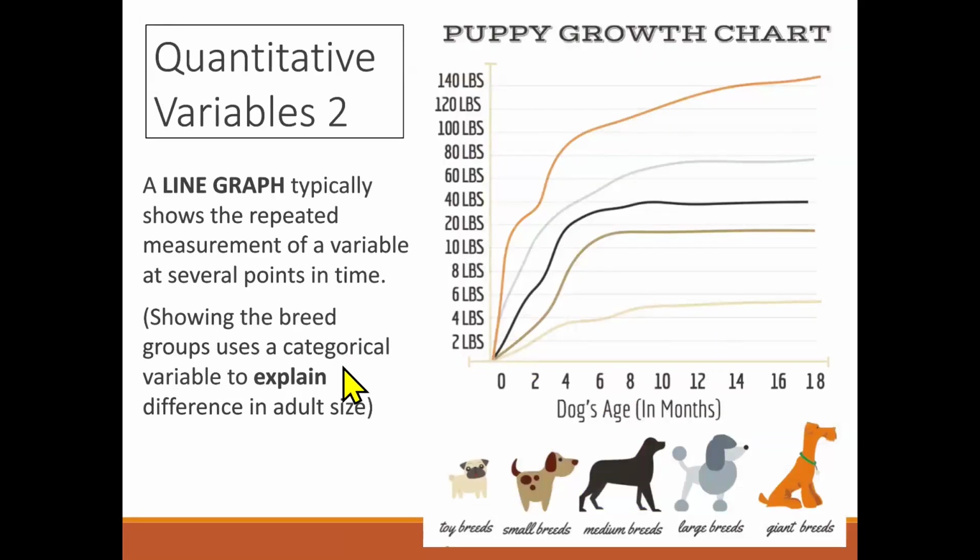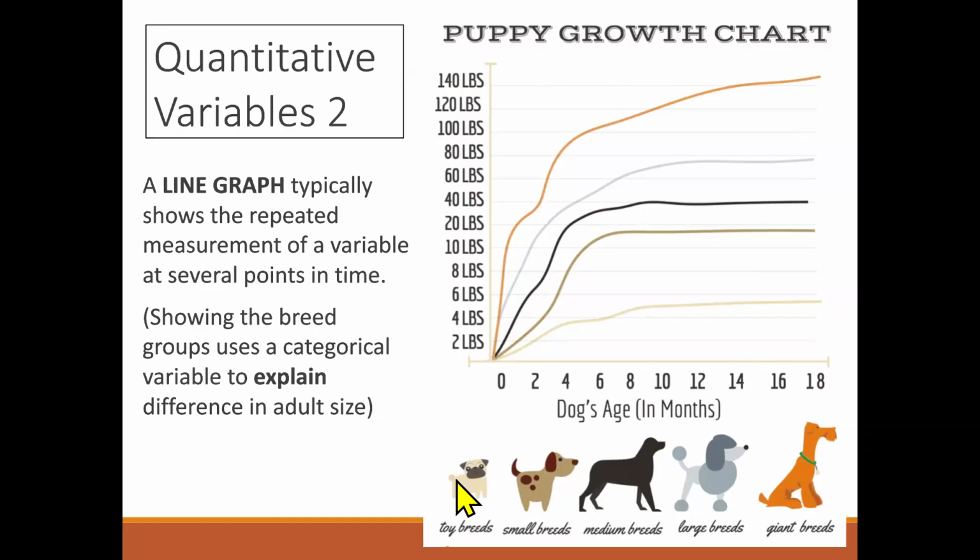Another type of graph we'll see used for a quantitative variable is a line graph. And basically, we're going to see a line going across it. This one has multiple lines. We'll often see that when we want to compare two different categories to one another. So not only do we have a quantitative variable on this graph, but we've also added categories that help us explain the difference in adult size. So we end up with dogs that are between 4 pounds and 140 pounds. How do we make sense of that size range? Well, there's different kinds of dogs that are in these different categories: toy, small, medium, etc., and giant.